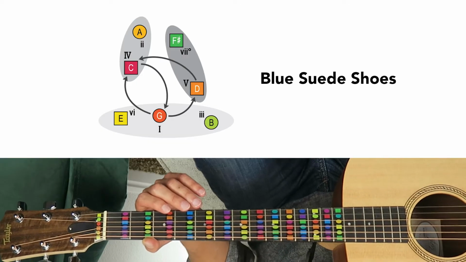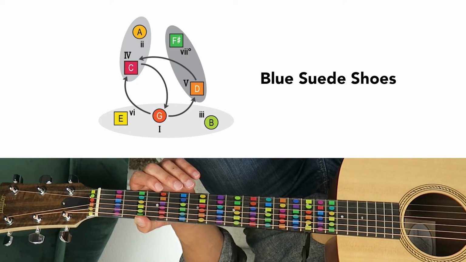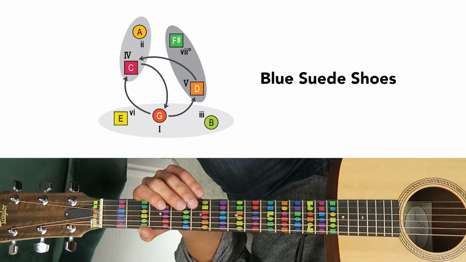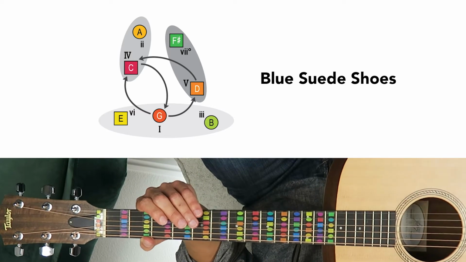So Carl Perkins' song Blue Suede Shoes, for example, which was written in the 12-bar blues style, cycles through chords 1, 4, and 5 the entire time. These consonant major chords are the sole foundation of the whole song.